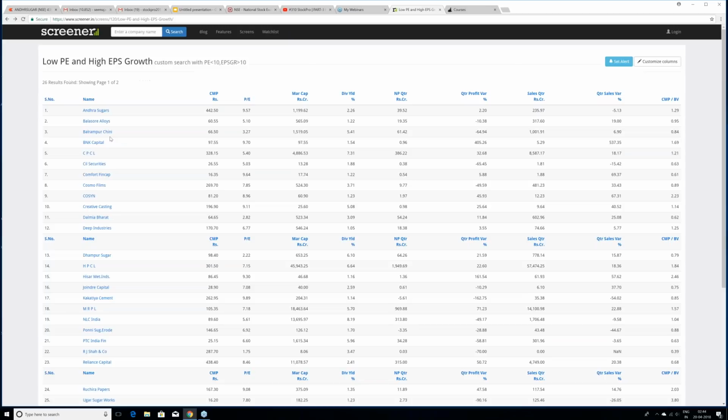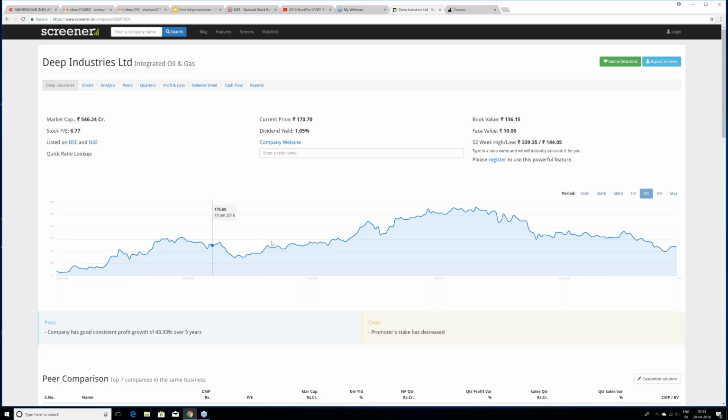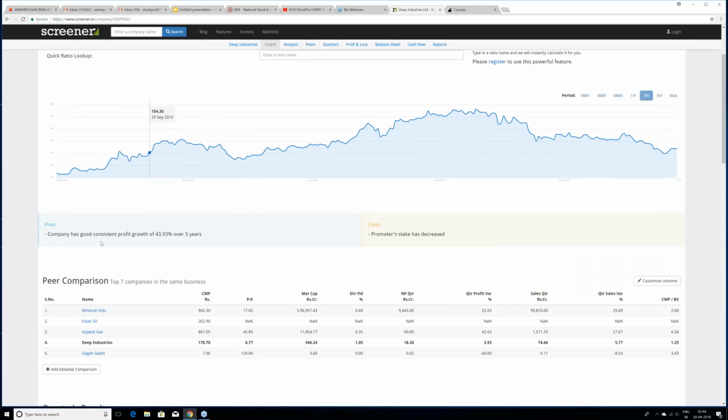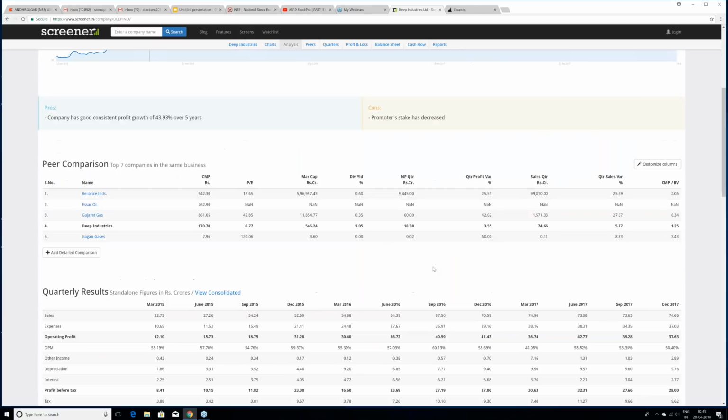So you have to filter out, it'll take a lot of time for you to filter out deep industry. Let's look into this. Promoter's stake has decreased, so you can read through all that. This is fine. Company has good consistent profit growth of 43.93% over 5 years. Promoter's stake has decreased. That's a concern. If the promoter doesn't believe in his own company, that is why he's decreasing, right? So how can others trust the company? Promoter stake should be at least 50%.